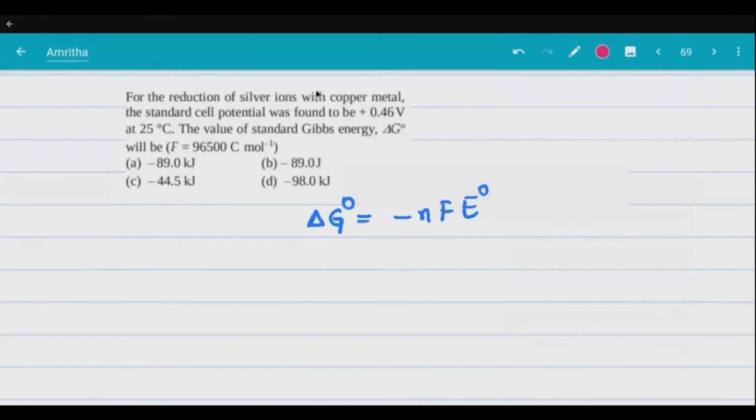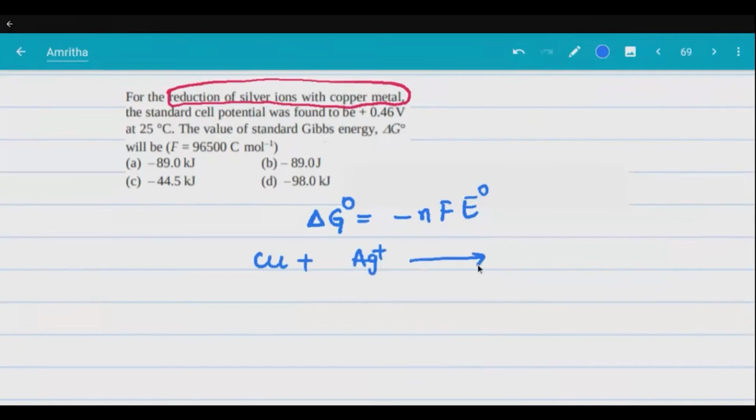So look at the first information: reduction of silver ions with copper metal. Copper metal is reducing silver ions. What is the silver valency? +1 or +2? Silver oxidation number is +1 exactly. So what you should write is Cu plus Ag+ gives Cu2+, because copper is reducing silver ions, so copper must undergo oxidation, plus silver.